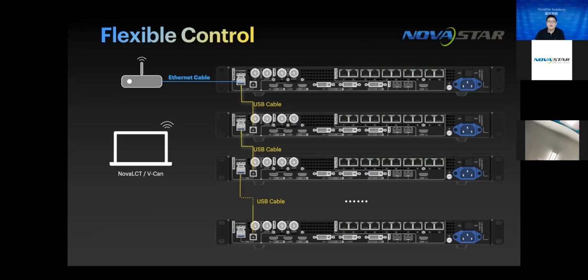Now, with VX1000, it won't be a problem. You can connect the first VX1000 via Ethernet cable and the others cascaded by USB cables, and then control them all by NovaLCT, which is truly flexible. Just like this slide shows, you can even connect the first VX1000 by Ethernet cable to a router and then communicate with the PC wirelessly. So there's no limitation on distance.